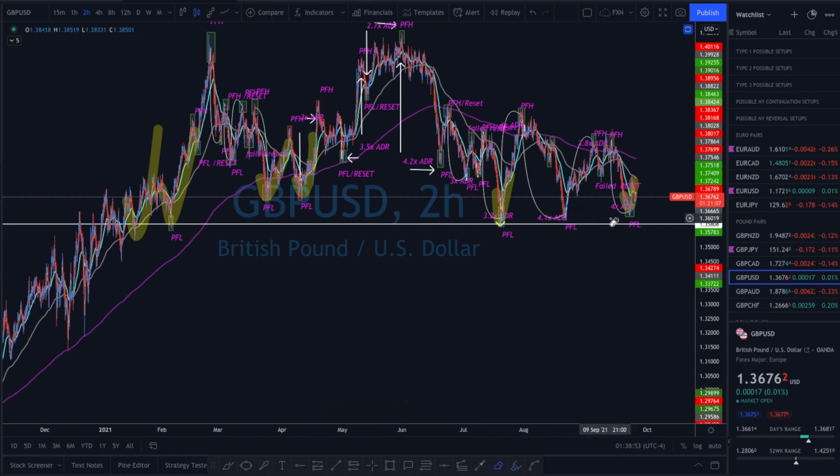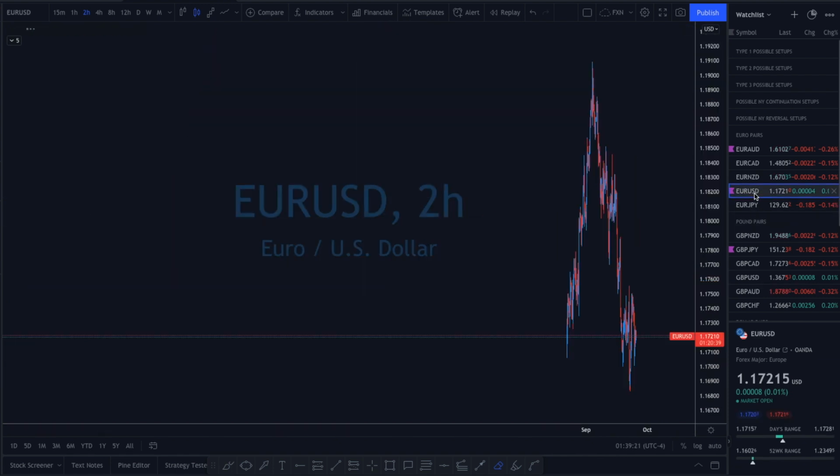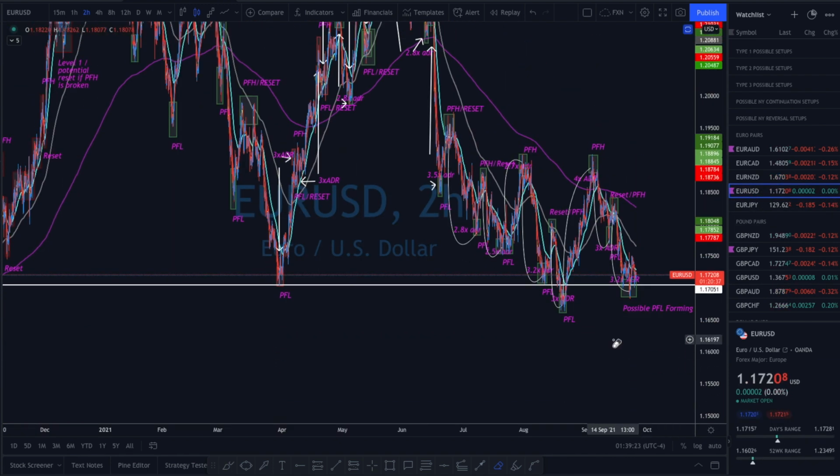So for me, the likelihood of a reset happening here is not very likely. It would be a different scenario if you had rejection right at that 3500 to the left here, but you really don't. If you had structure here, then you could say, okay, price action could go there. But it can't, because there's nothing there to go to.